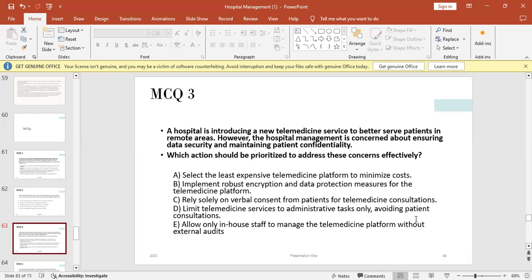Select the least expensive telemedicine platform to minimize costs, implement robust encryption and data protection measures for the telemedicine platform, rely solely on verbal consent from patients for telemedicine consultations, limit telemedicine services to administrative tasks only, avoiding patient consultations, or allow only in-house staff to manage the telemedicine platform without external audits. It's B. Implement robust encryption and data protection measures for the telemedicine platform.